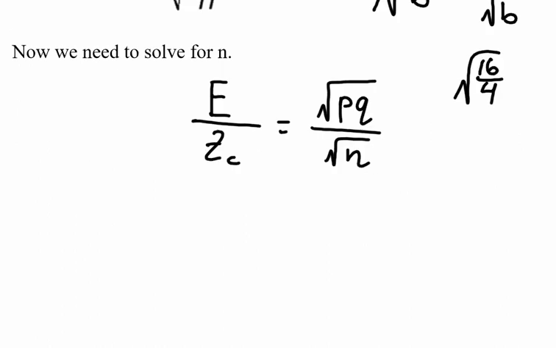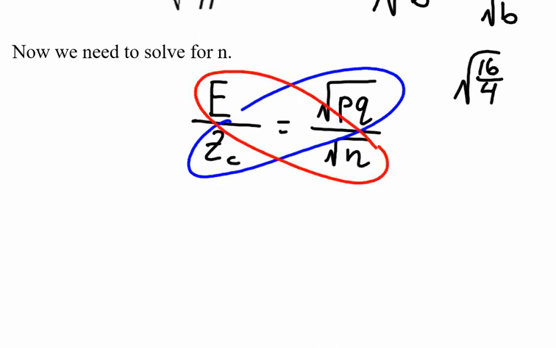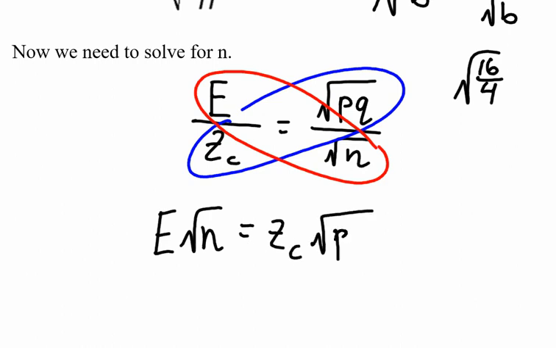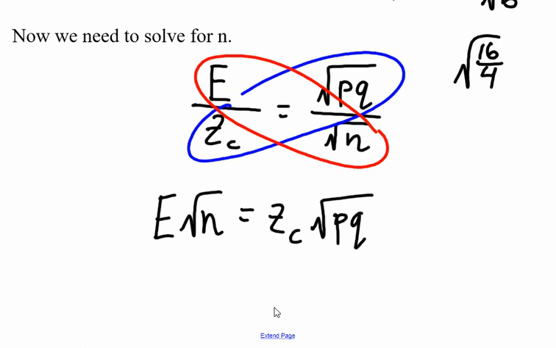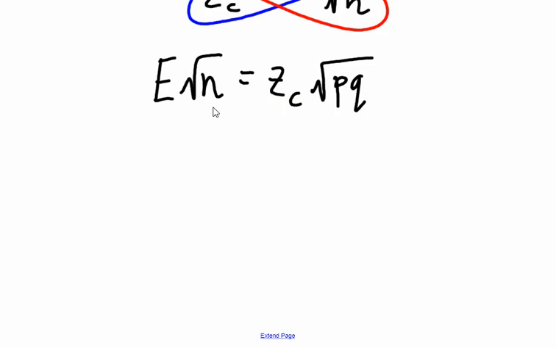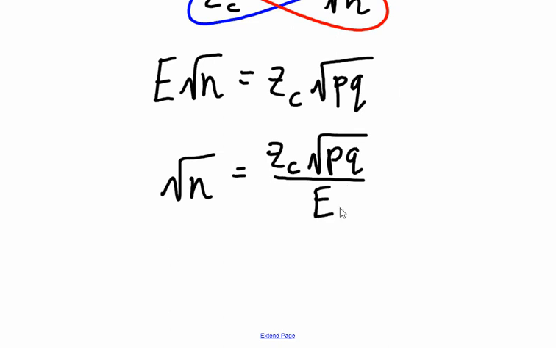Once I have this proportion, I'm trying to solve for n. Maybe I can use the cross product property. Multiply z critical up, multiply square root of n up as well. I'm undoing division on each side. Similar process we did when we were solving prior. Last step before I have square root of n by itself, and then I just need to square, is divide both sides by E. I then get the square root of n is equal to z critical times the square root of pq, all divided by E. Now I just need to square both sides. Square this side and square this side.